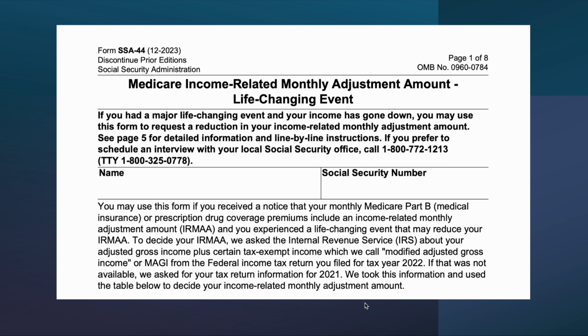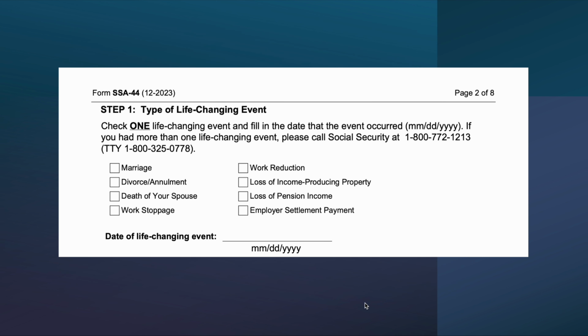So I thought we'd take just a few minutes and look at the form that is used to appeal the 2025 IRMAA charges. The name of the form is up here in the upper left-hand corner. It is an SSA-44. It is 8 pages long. It's fairly straightforward, but we wanted to look at the most important part, which is the top part of page 2, that deals with the life-changing events.